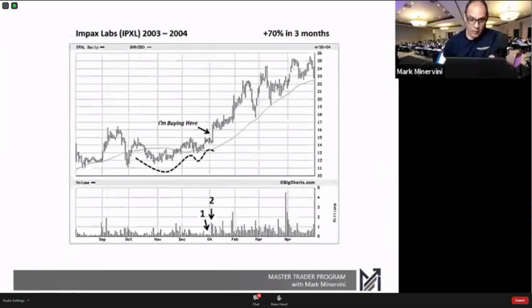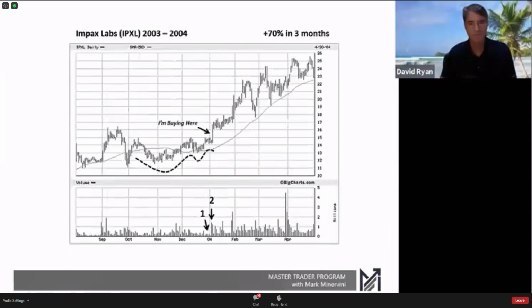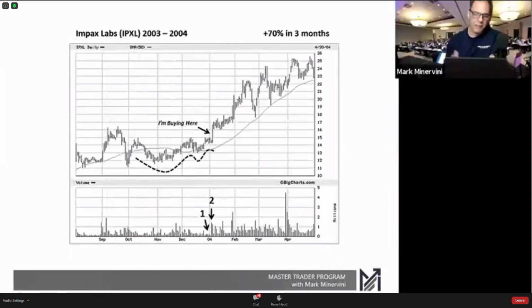Another one, looking at Impax Labs. Almost identical price action, very, very similar. These chart patterns, when you look at them, it's like a fingerprint. You look at fingerprints and they all kind of look the same when you look at them from far away, but no one is the same. Same thing with charts. No one is exactly the same, but there are some real similarities in there that are quite amazing.